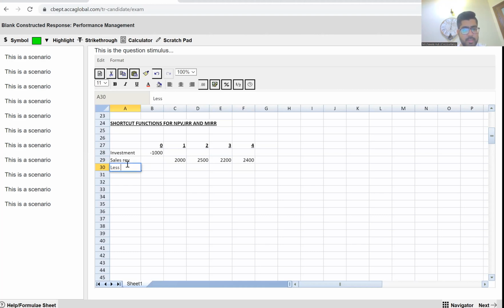Now, from revenue, you deduct variable cost. It's an outflow, right? So let's suppose year 1 variable cost is 1,200. Year 2 variable cost is 800. Year 3 variable cost is 600, and year 4 variable cost is 900. Then you deduct fixed cost. Let's suppose your fixed cost in year 1 is 300. Year 2 fixed cost is 500, then 700, and then 900.